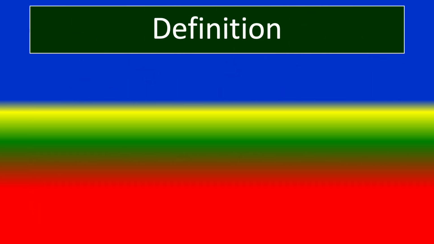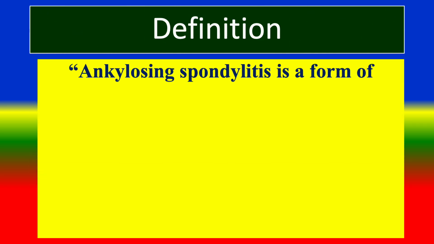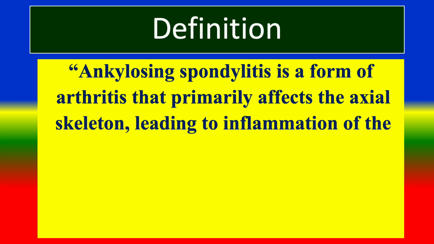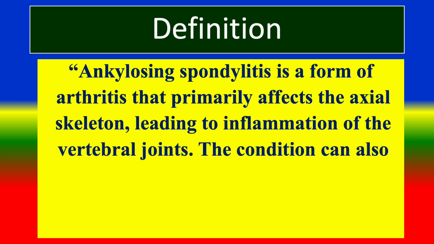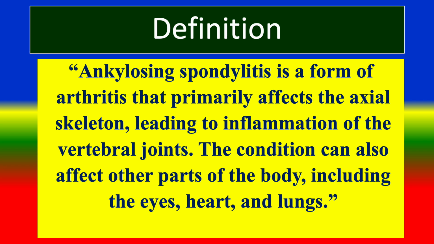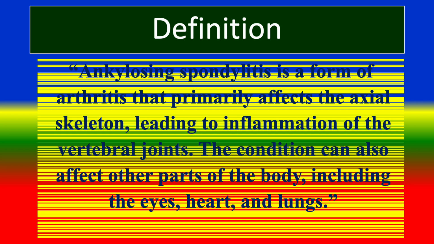A definition. Ankylosing spondylitis is a form of arthritis that particularly affects the axial skeleton, leading to inflammation of the vertebral joints. The condition can also affect other parts of the body, including the eyes, heart, and lungs.